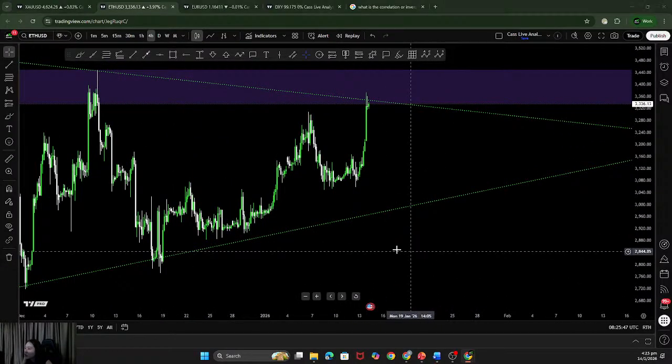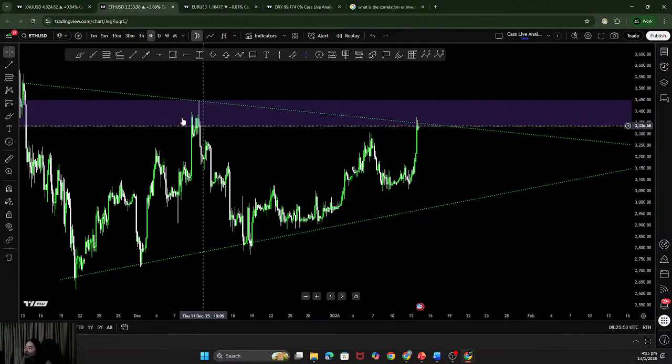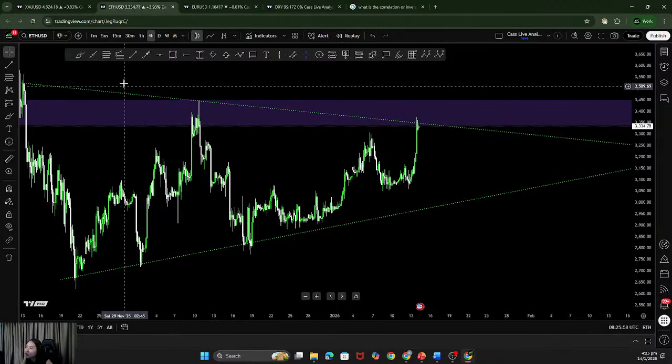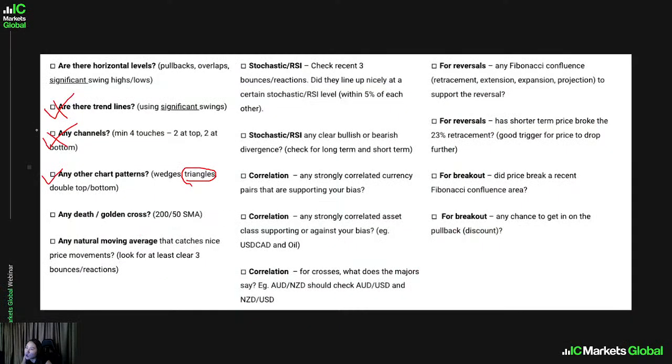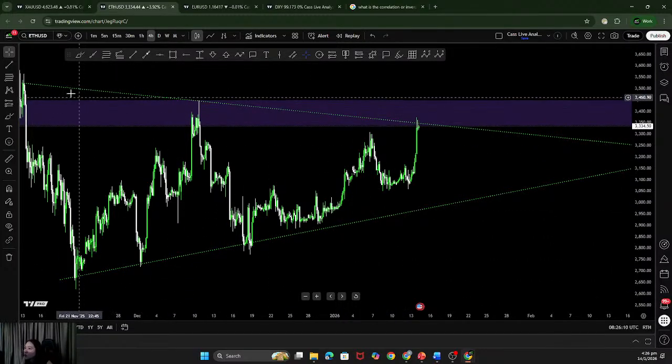Because of this triangle, we've already got our chart pattern, we've already got our trend line channel. I mean, there is no trend line channel because price is moving in a triangle. So the trend line and the channel will both say that it's a downtrend and an uptrend, because that's the whole point of a triangle. Okay, any horizontal levels, so pullbacks, overlaps, swing highs, swing lows, and fib levels. Okay, let's do the horizontal levels.